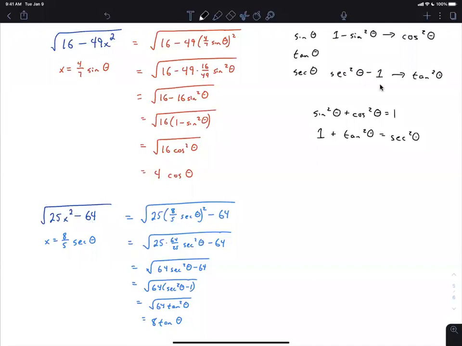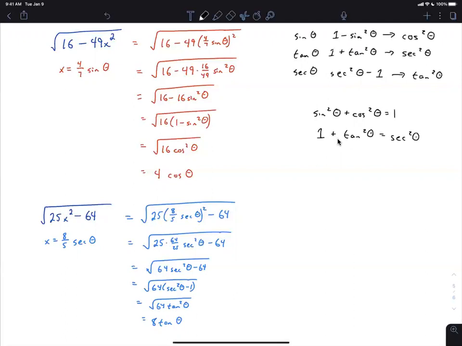Now, does the order on subtraction matter? So could I do it where it's sine squared minus 1? If I did, I would get negative cosine squared, which normally would not matter, but does matter in a square root. Does that make sense? So for subtraction, the order matters. For addition, the order does not matter. For tangent, it could be 1 plus tangent squared becomes secant squared, or I could reverse that.